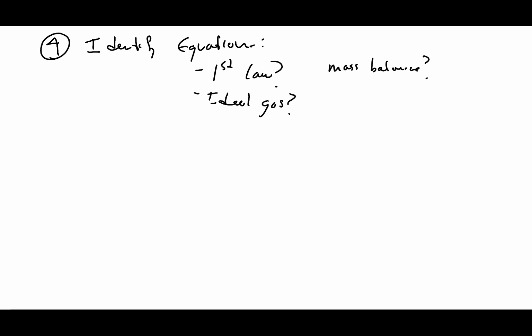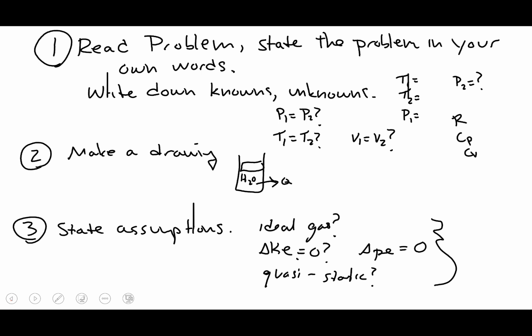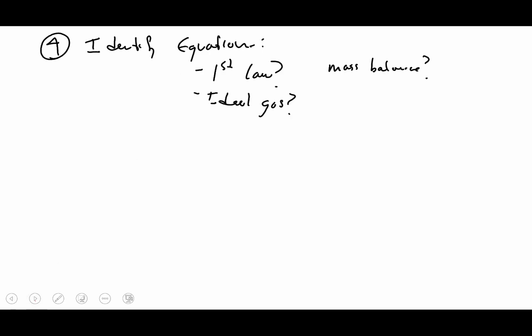This step is actually what a lot of people start with, and I think it's better to go through these other steps first, like figure out what you're even solving for, what you already know, your assumptions, and then write down your equations. Step 5 is where you'll be looking up anything that you might need on the table.